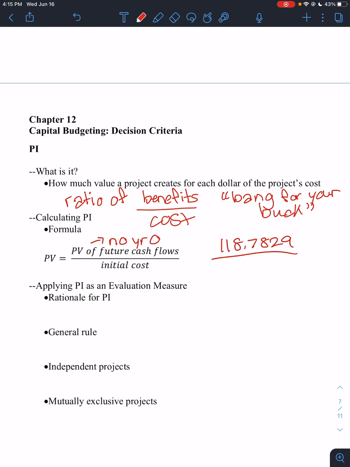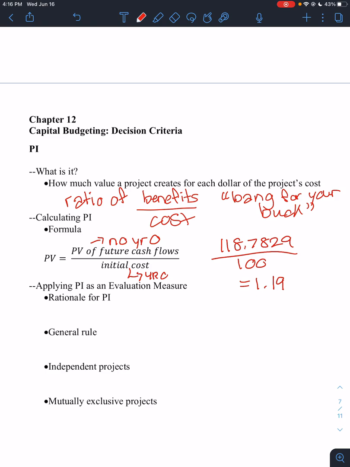So no year zero. Whenever you do the top part, I just want the future cash flows, because year zero goes in the bottom. So there's the 100. And don't put the negative, right? Because it's always going to be a negative number. So don't do that. And I just divide those two, right? So I take 118.78.29 and I divide that by 100, which of course just turns out to be 1.19. Not a percent, not a dollar, 1.19.